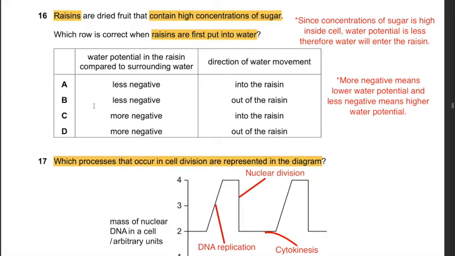Direction of water movement. Since the concentration of sugar within the raisin is higher than the outer surrounding water, water will move into the raisin because a water potential gradient is set up. Since the raisin is more negative, water will move into the raisin from a region of higher water potential to a region of lower water potential, leaving us with the answer being C.